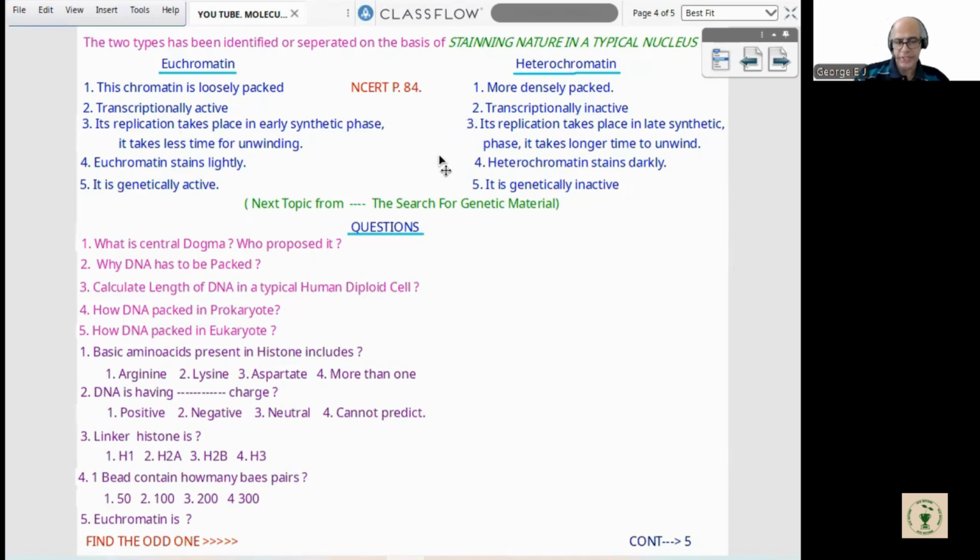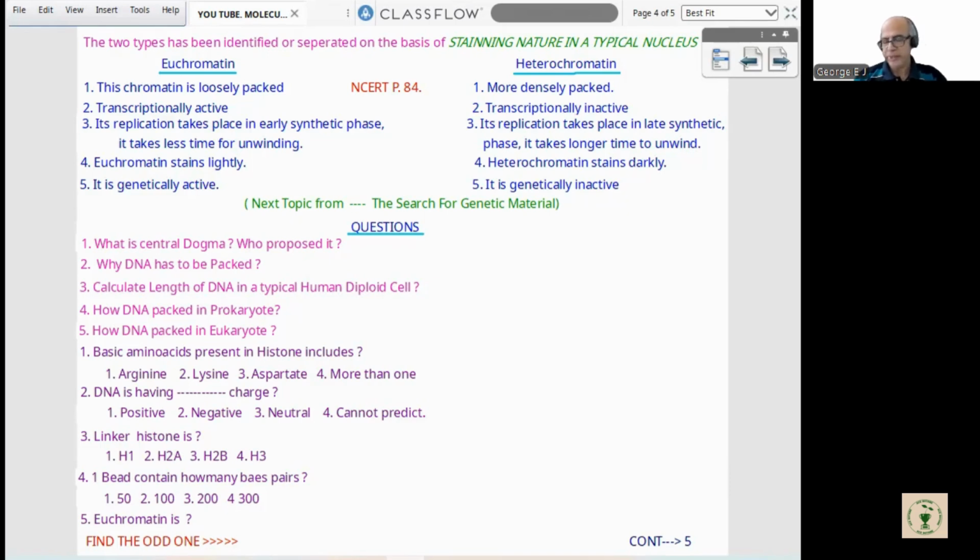Clearly I have written this, easy, just like hardwood and sapwood. Euchromatin is loosely packed, so correspondingly the other side is densely packed. Euchromatin is transcriptionally active, so here it is inactive. In euchromatin, replication takes place in the early synthetic phase, so less time for unwinding. Here it is delayed because replication takes place in the late synthetic phase, so it takes longer time to unwind.